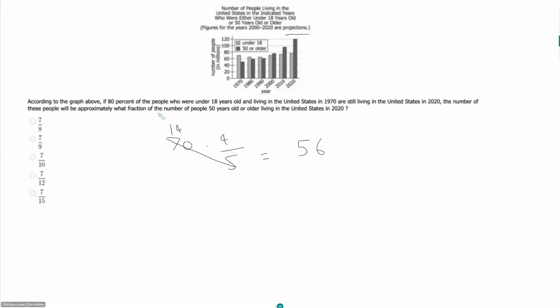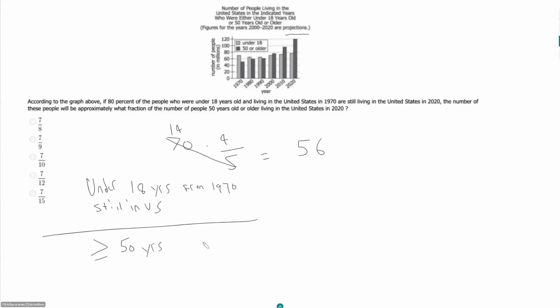These people will be approximately what fraction of the number of people 50 years or older living in the United States in 2020? So we want the under 18-year-olds from 1970 still in the U.S. over the people 50 years or older from 2020. So what is that? So that looks to be about 120 million. So we get 56 over 120.